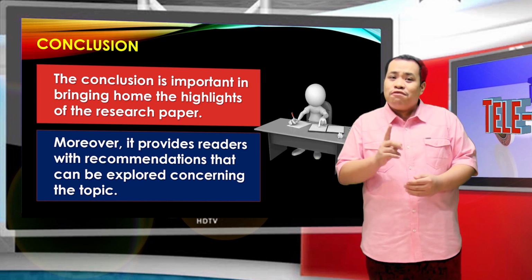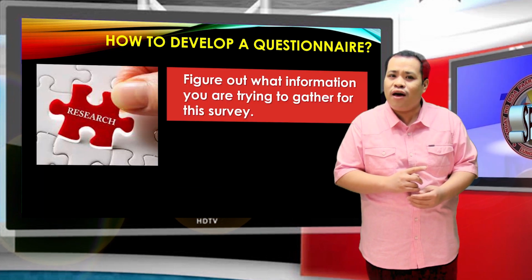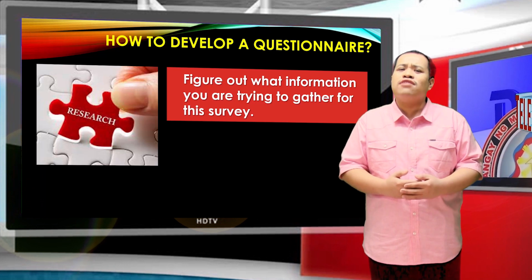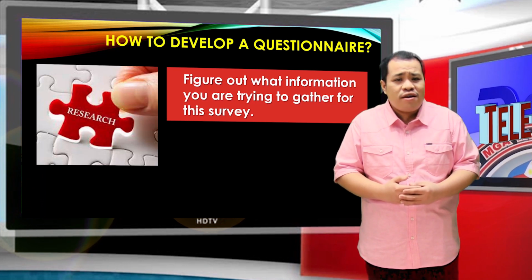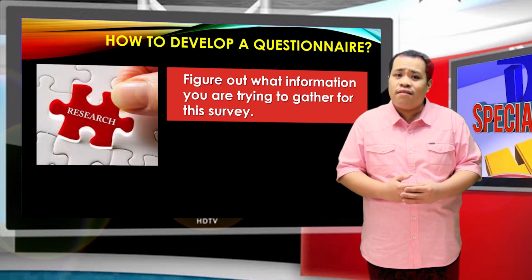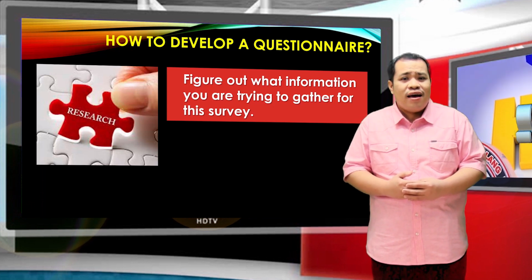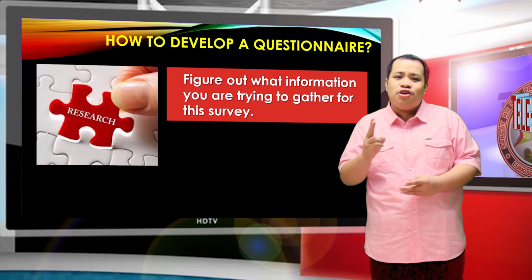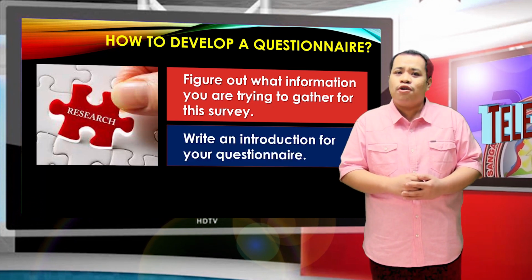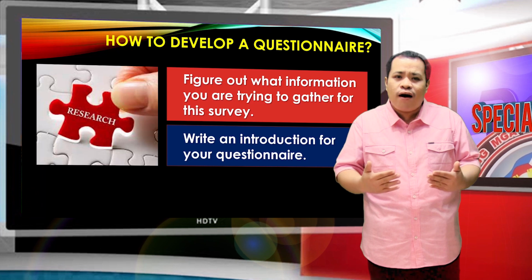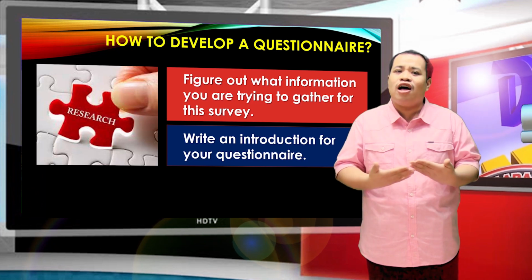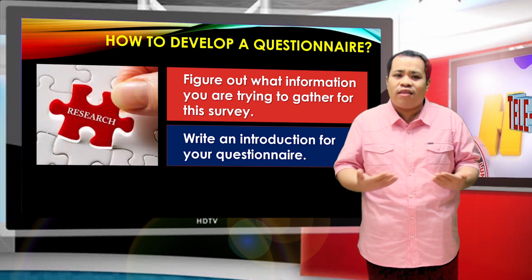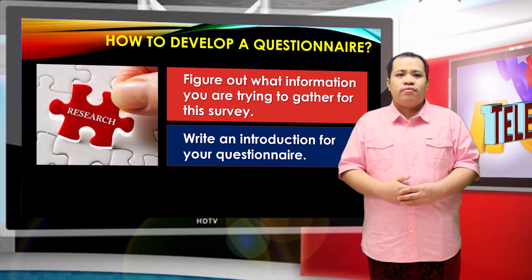Number 1, figure out what information you are trying to gather for this survey. What is your main objective in doing the questionnaire? What information do you need from the respondents in order to meet your objectives? Think of questions that will address your objectives. 2, write an introduction for your questionnaire. This part should explain a little about your questionnaire. Why are you doing it and what is your goal?